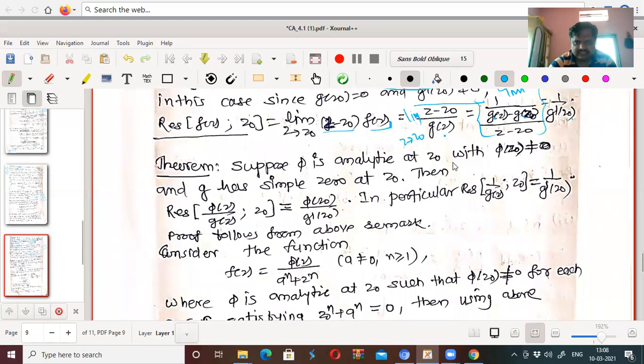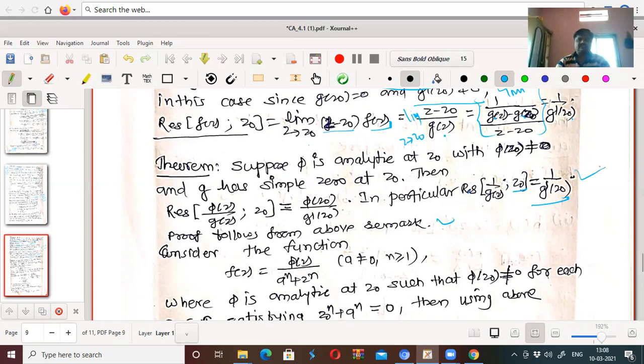Suppose phi is analytic at z0 with phi at z0 not equal to 0, and g has a simple zero at z0. Then the residue of phi of z upon g of z at z0 is equal to phi at z0 divided by g dash at z0. In particular, if I take phi of z as 1, the residue of 1 upon g of z at z0 is equal to 1 upon g dash at z0. So the proof follows from above. From this remark, we proved the residue of 1 upon g of z at z0 is equal to 1 upon g dash at z0.